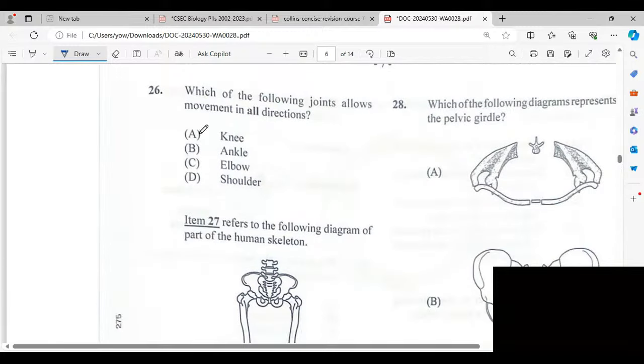26. Which of the following joints allow movement in all directions? Your knee can spin, so therefore your shoulder. D.